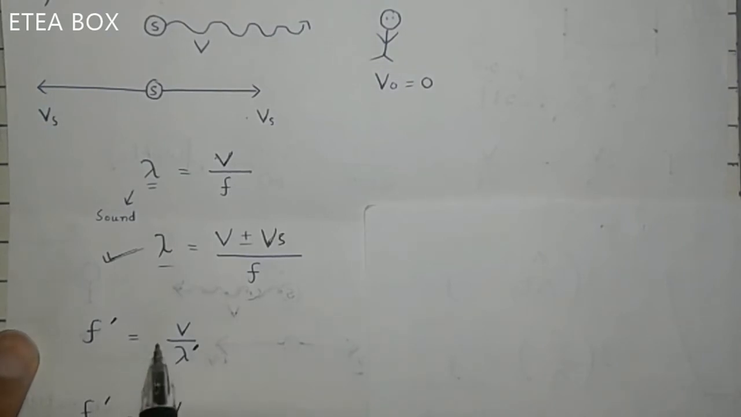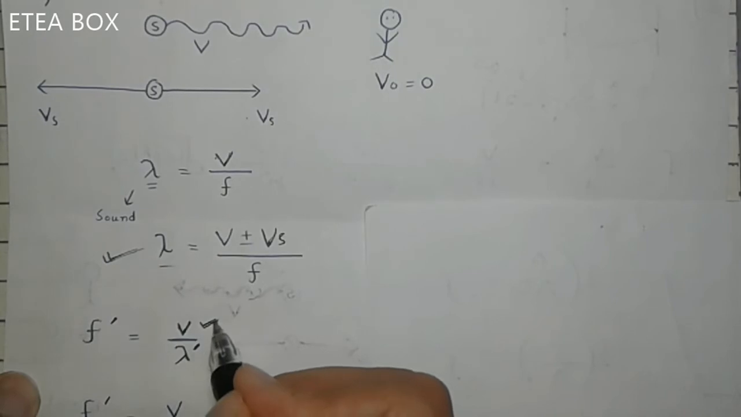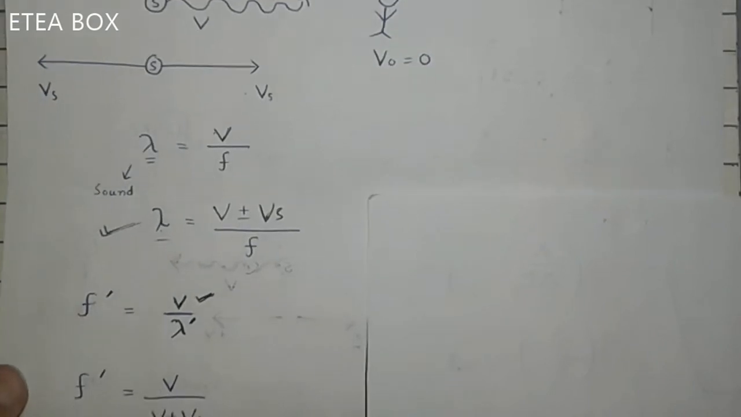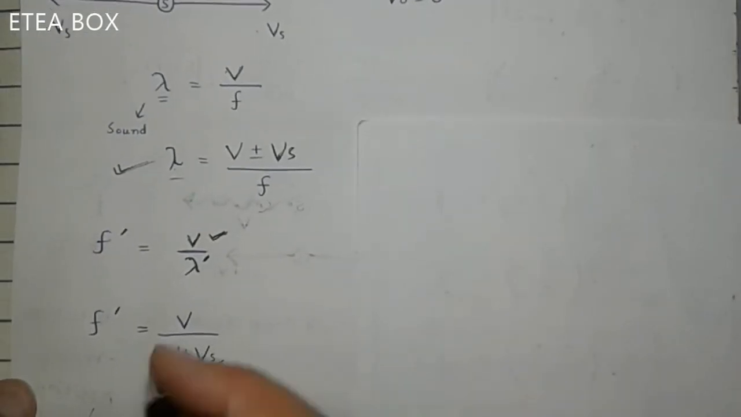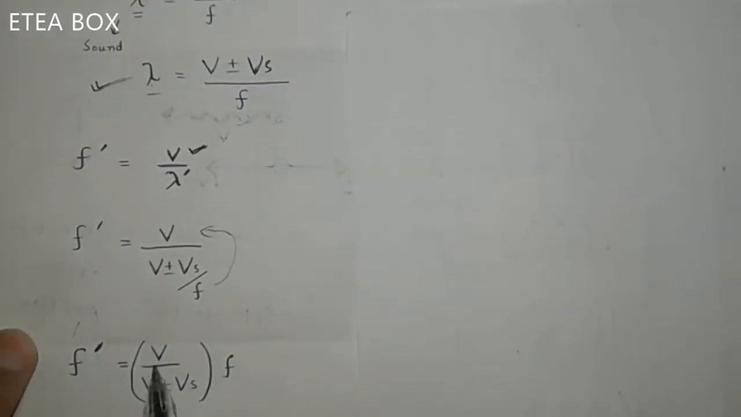Now look here, we know that the frequency is equal to v divided by lambda. Here the sound frequency remains the same. Now put here the value of lambda, so you will get frequency equal to v divided by v plus minus vs divided by f. Now bring this f to the numerator side, so you will get the new frequency equal to v divided by v plus minus vs multiplied by the frequency. Now look, this is the change in frequency.